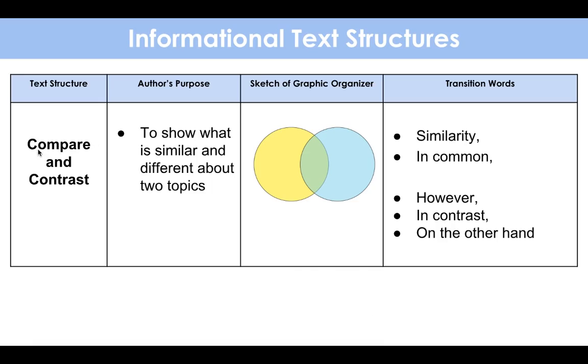The first one we're going to write about is called compare and contrast. The author's purpose or goal is to show what is similar and different about 2 topics, what's the same and different. Usually when you take notes, you might use something called a Venn diagram, so you can draw that on your paper. Here are some transition words that might help you know that what you're reading is compare and contrast. Similarity, in common. However, in contrast, on the other hand. Make sure you filled out this whole row of your graphic organizer.